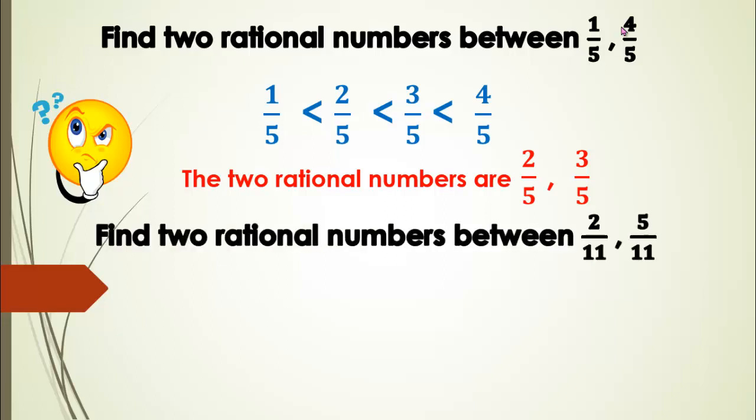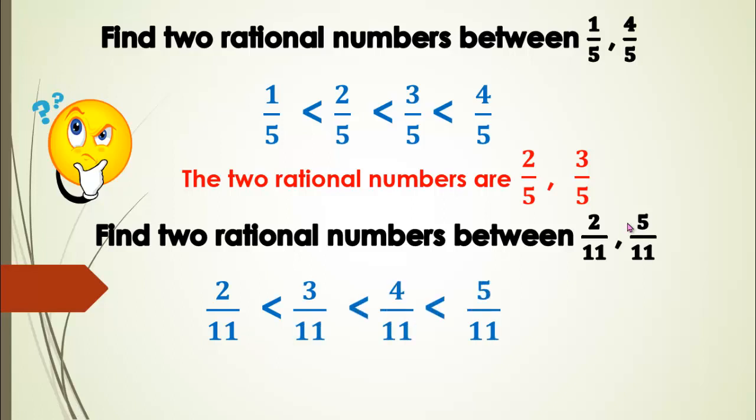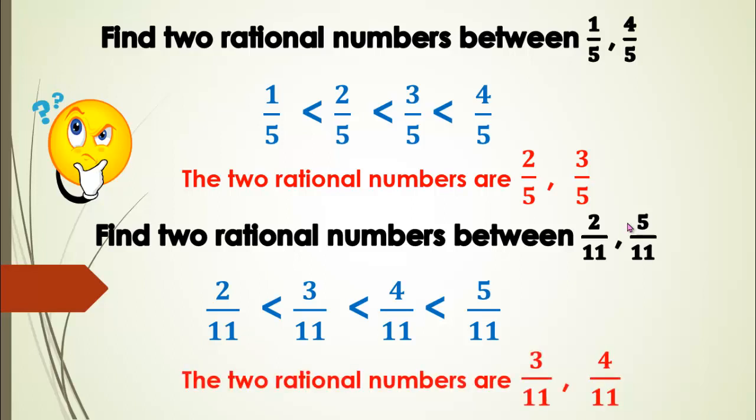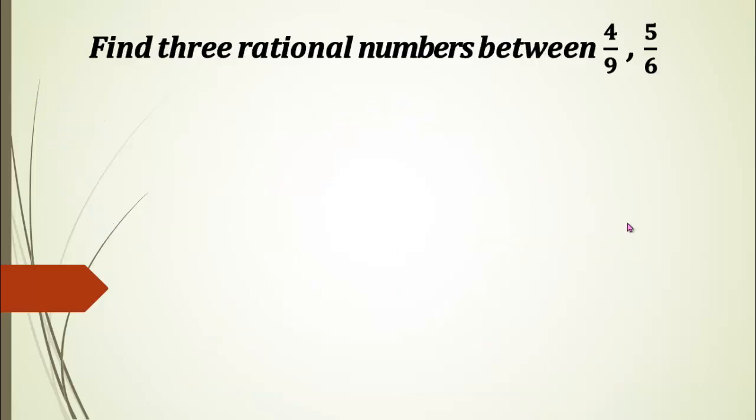Find two rational numbers between 2 over 11 and 5 over 11. Here, I have the same denominator, so I'm going to look, do I have any numbers between 2 and 5? Yes, I have. What are they? 3 over 11, 4 over 11. So the two rational numbers between 2 over 11 and 5 over 11 are 3 over 11 and 4 over 11. Let's jump now to our third question.